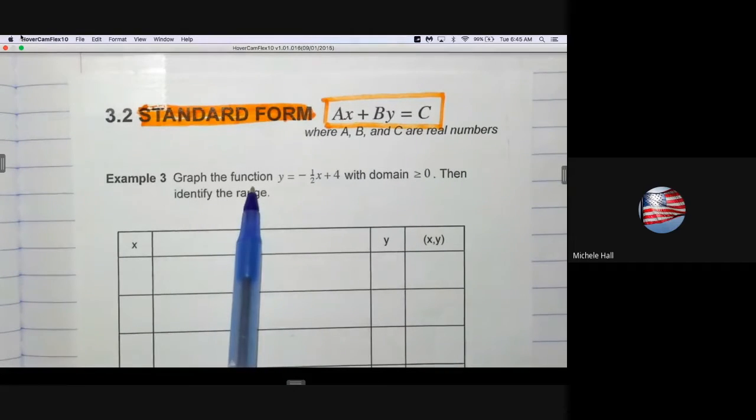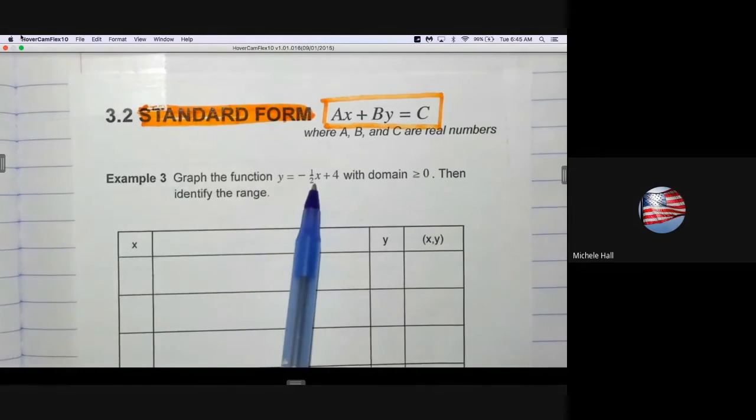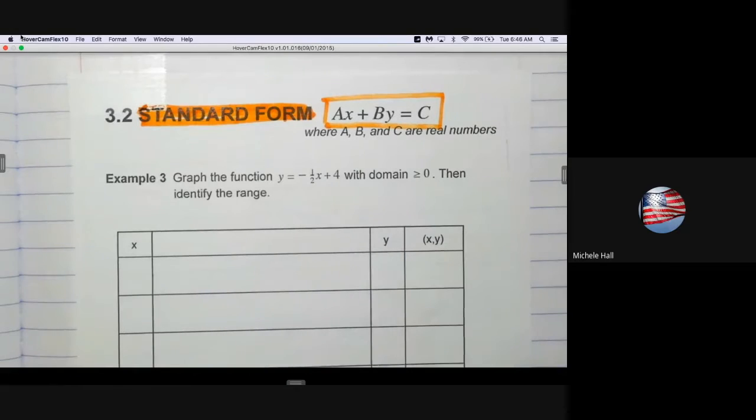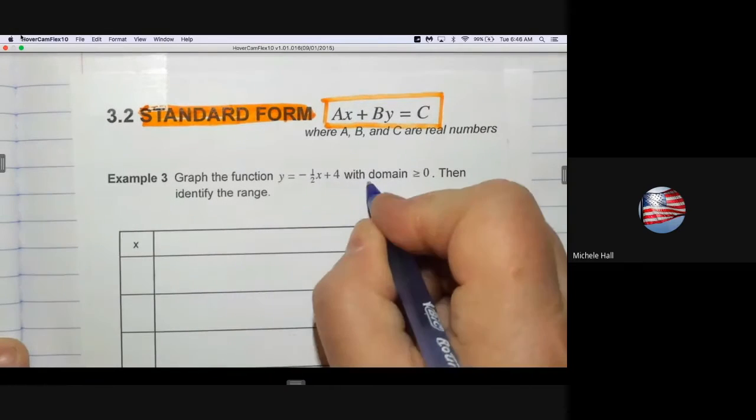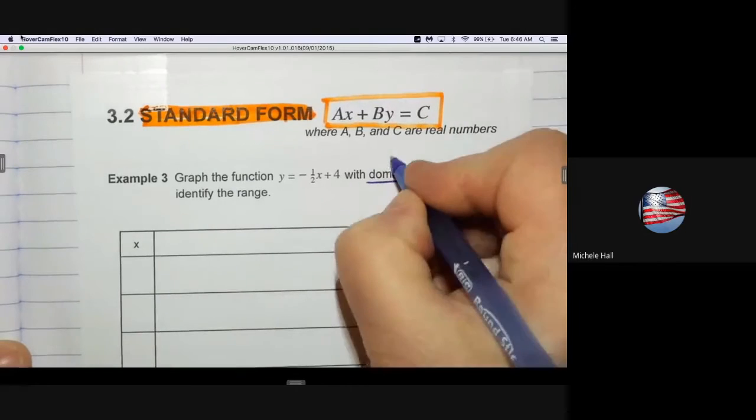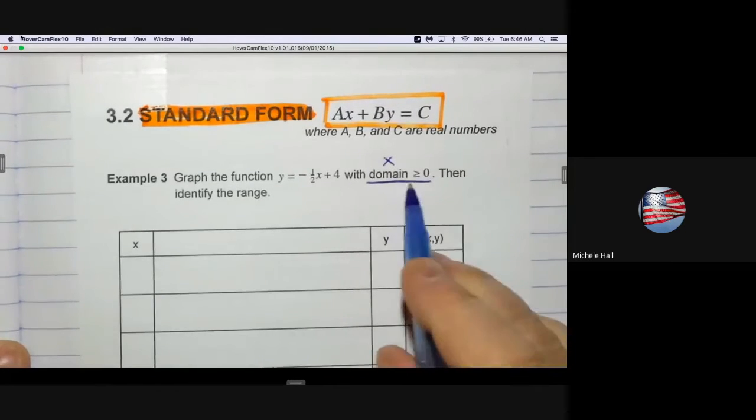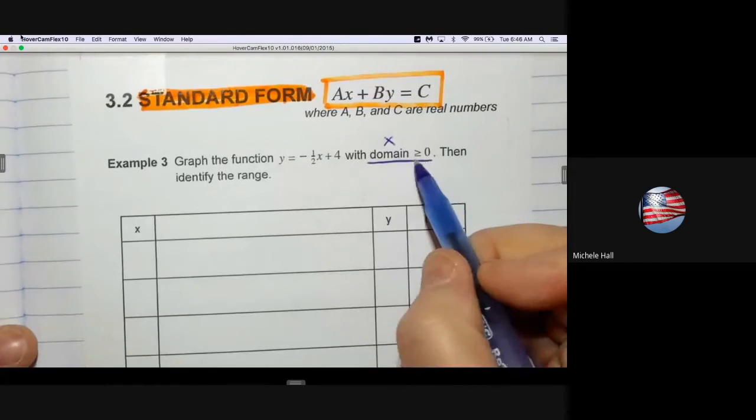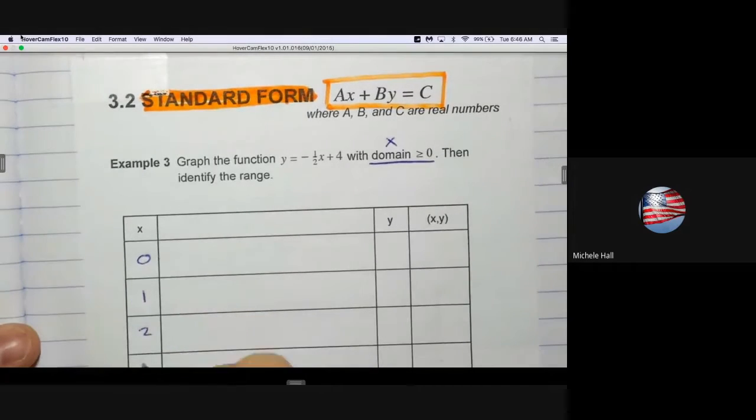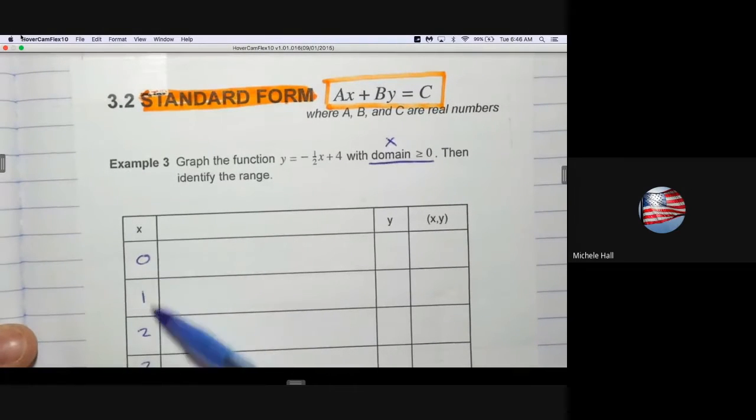Graph the function y equals -1/2 x plus 4 with a domain that is greater than or equal to 0. Then identify the range. So here they're giving us what the domain needs to be, what x needs to be. X needs to be greater than or equal to 0, so it can be 0. I'm going to start with 0 and then go 1, 2, 3. That would be a domain that is greater than or equal to 0.